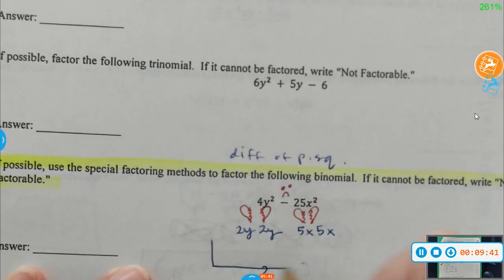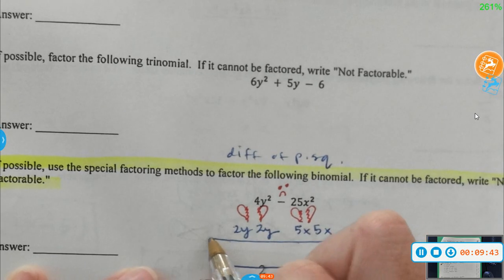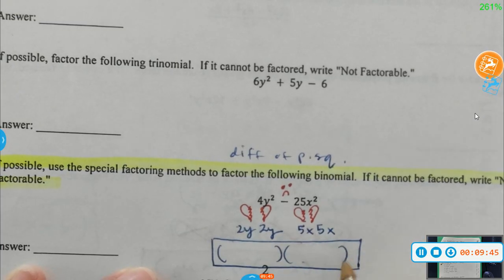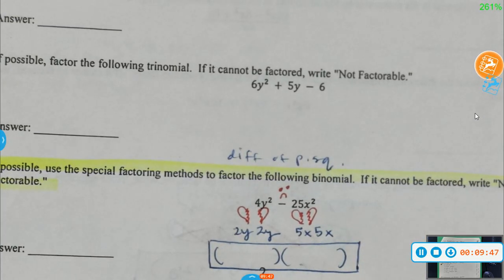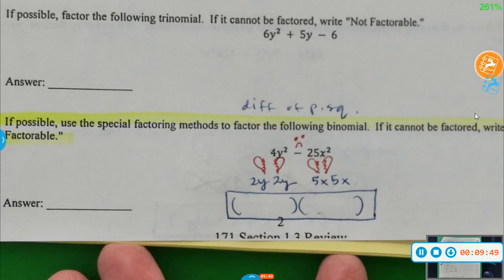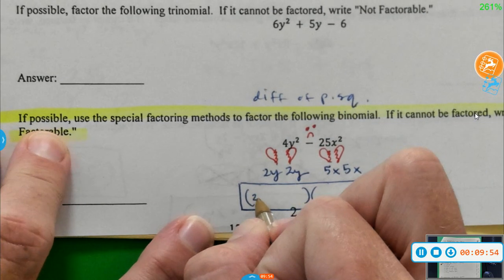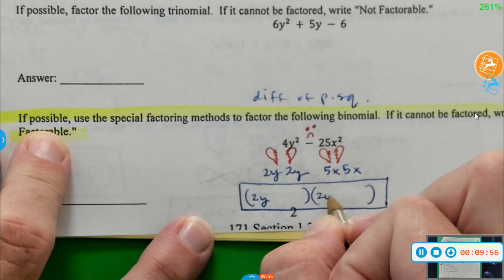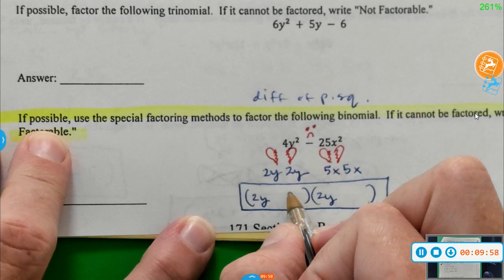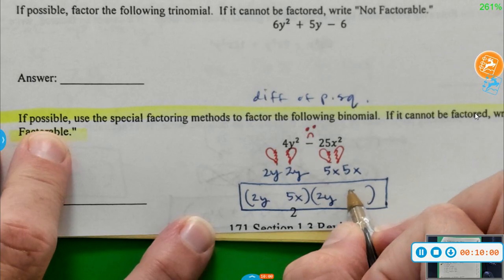Now we're ready for our answer, but order matters. You cannot change the order. If 2y was first in the situation, 2y has to be first in the answer. So we'll put 2y at the beginning, and 5x goes at the back, 5x and 5x.